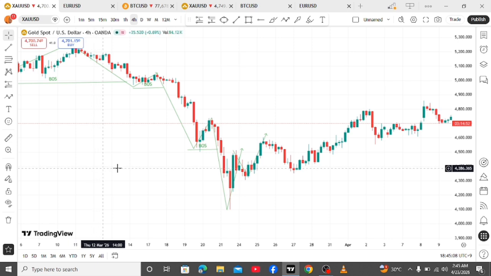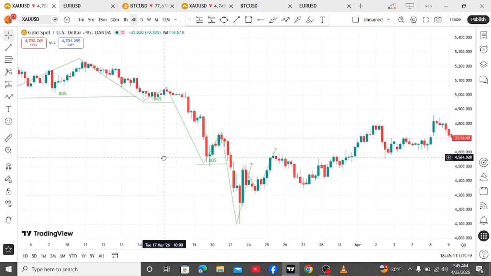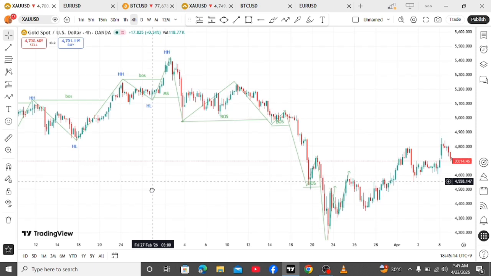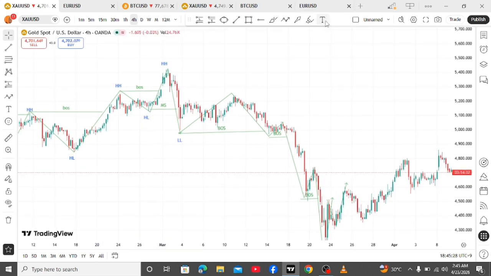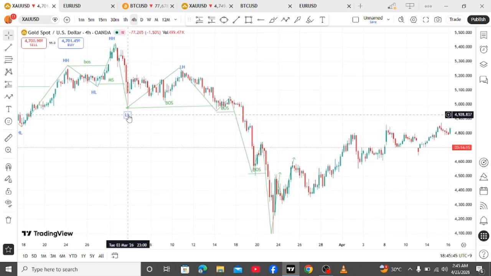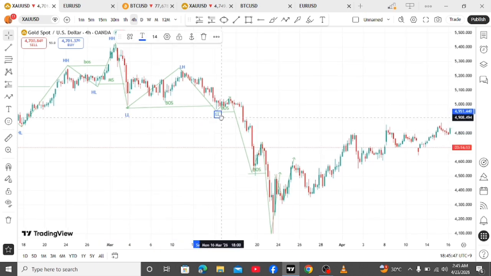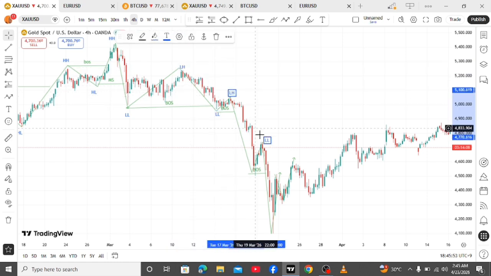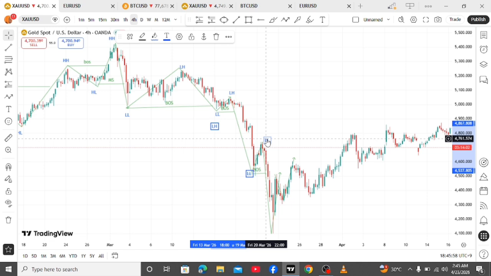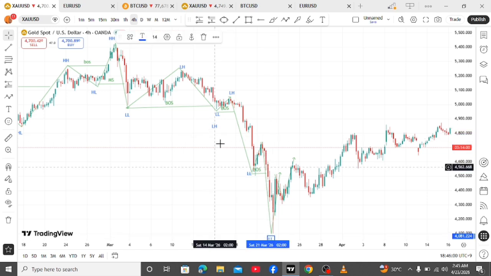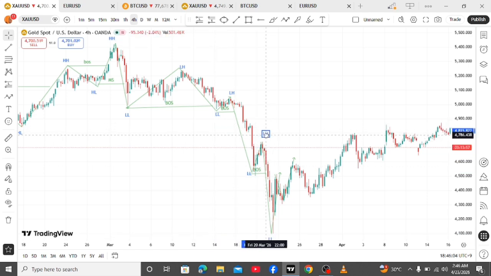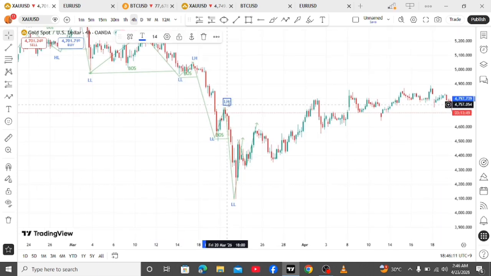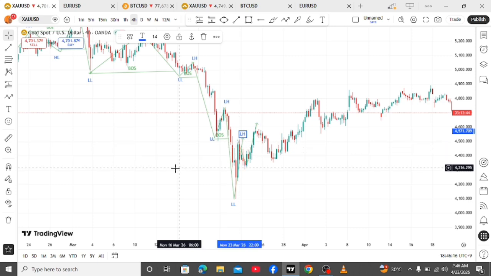I hope you're understanding this. This is your lower low and this is your lower high. Here is another lower low. Here is another lower high. And here is another lower low. Another lower low down there. And this is your lower high. And there is your lower high again.